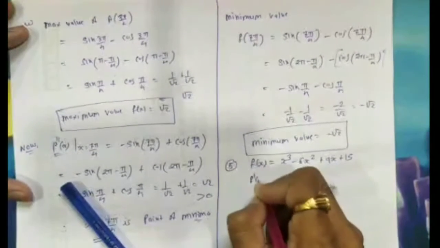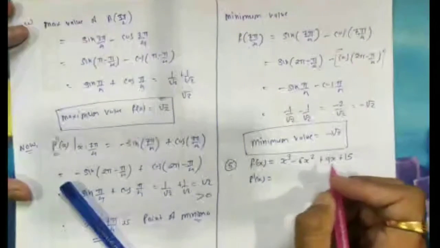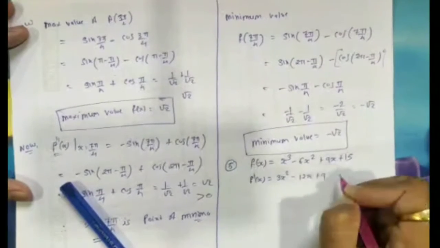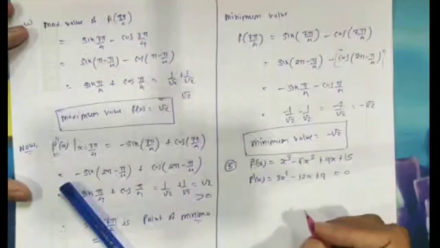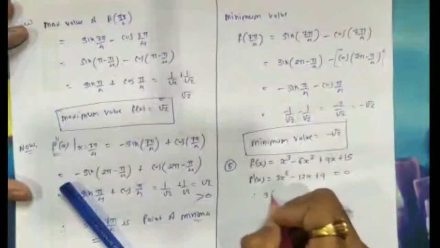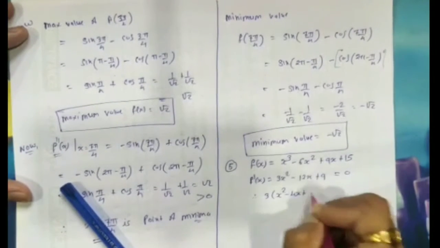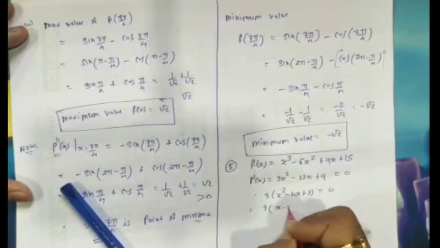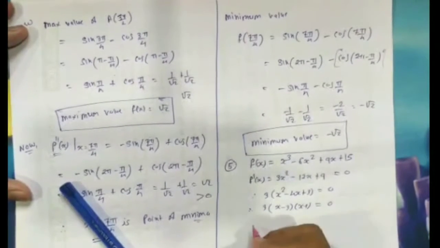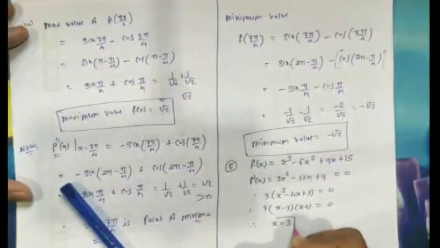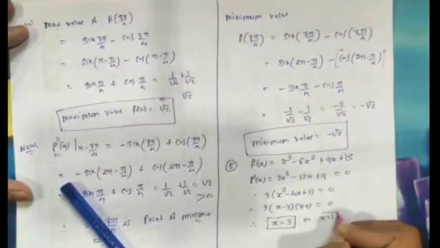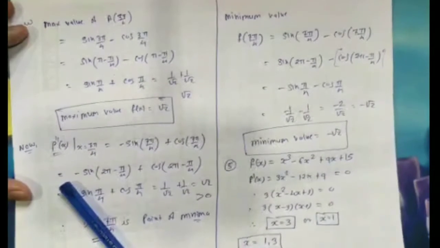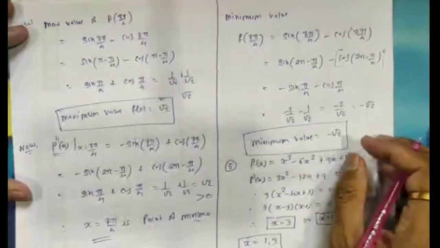So, our algorithm, first step is first order derivative, compare it with 0. So, this one is 3x square minus 12x plus 9 equal to 0. Take 3 common. So, it's x square minus 4x plus 3 equal to 0, and therefore this one is x minus 3, x minus 1 equal to 0, and therefore this is nothing but x equal to 3 or x equal to 1. So two critical points are there, 1 and 3.